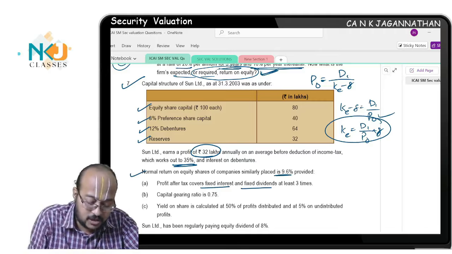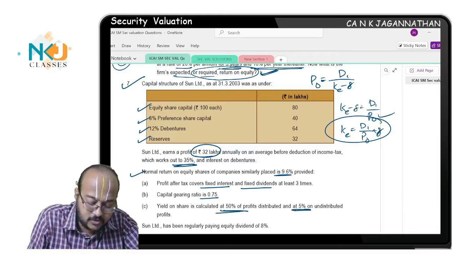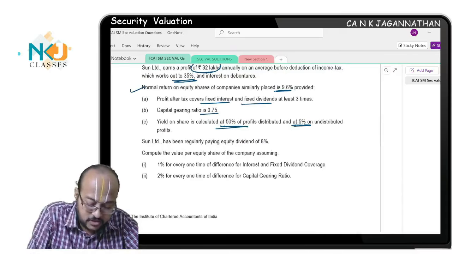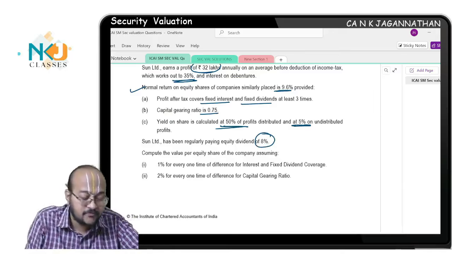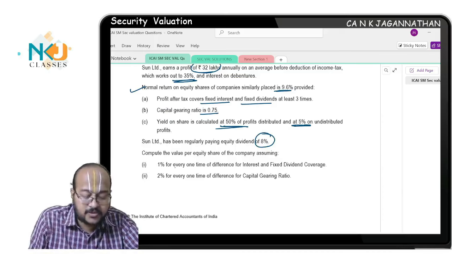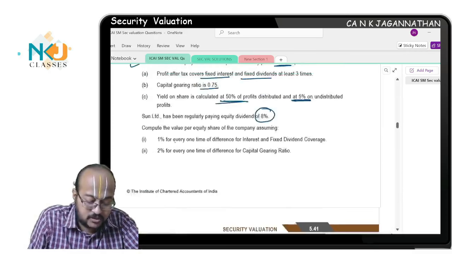Capital gearing ratio is 0.75. Yield on share is calculated at 50% of profits distributed and 5% of undistributed profits. Sun Limited has been regularly paying equity dividends of 8%. Compute the value per share of the company, assuming 1% for every one-time difference for interest and fixed dividend coverage, and 2% for every one-time difference of capital gearing ratio. This is the question being asked.